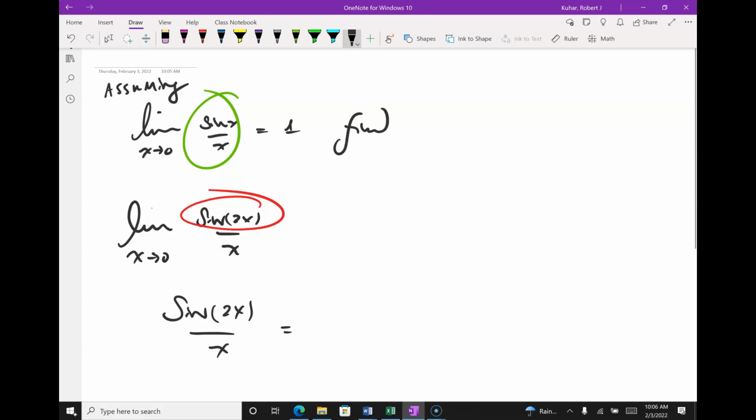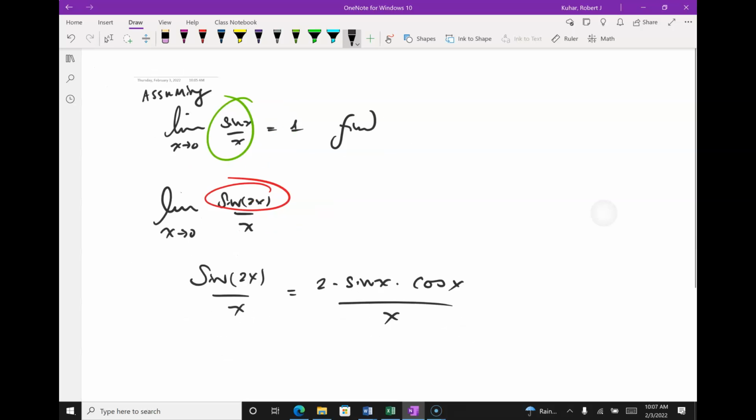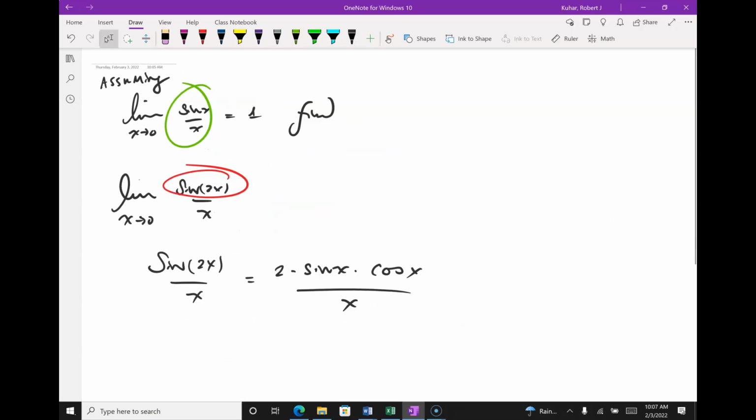One more time. Nice. 2 times sine x. Diego, you knew that. 2 times sine x times cos x, right? So you can see I've got the factor I want. I want the factor of sine x over x, right?